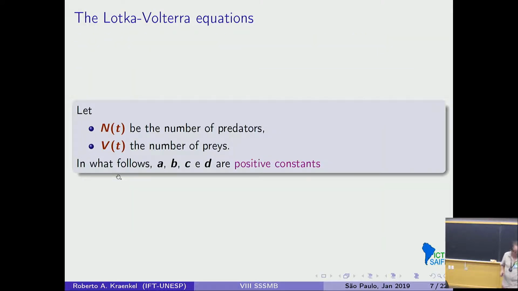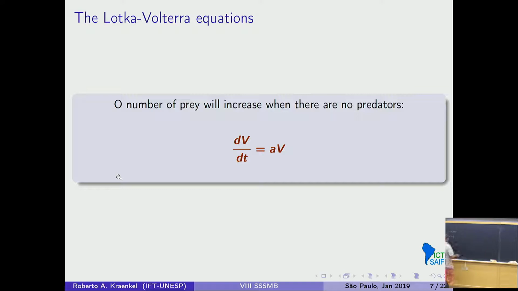So we will need two functions. The function n is the number of predators, and the function v, for victims, is the prey. What we want is to write something like that. Okay? And we have to make some assumptions. Our model will be as good as our assumptions. That's very basic for modeling.